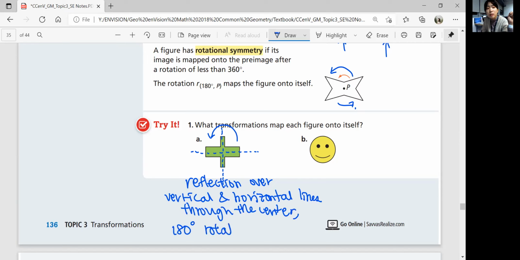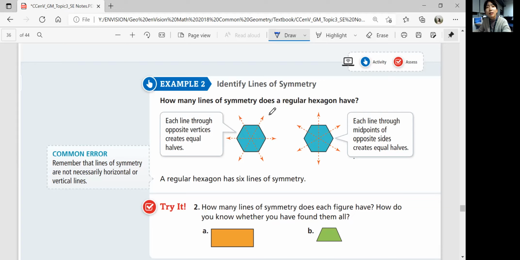Look at the next page. Example 2, identify lines of symmetry. So now that you figured out how to write symmetric lines where the line of symmetry is, we're going to identify more lines of symmetry using different shapes, okay? So look at this hexagon. How many lines of symmetry does a regular hexagon have?